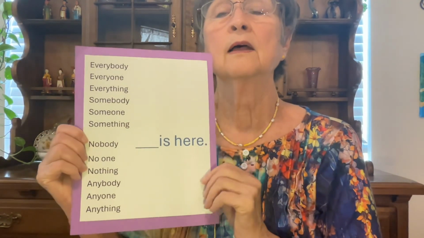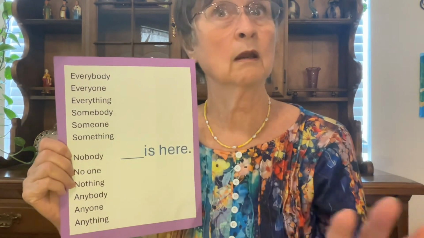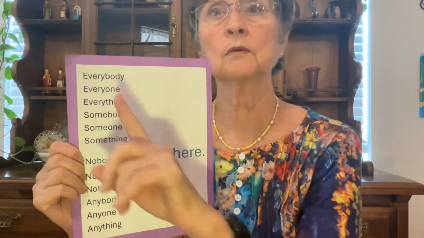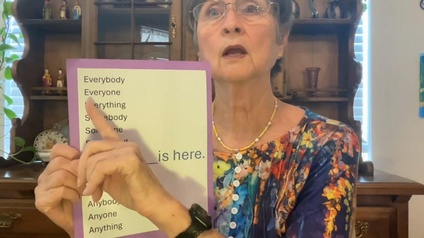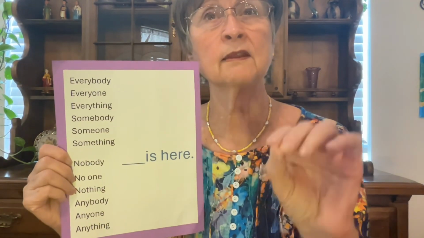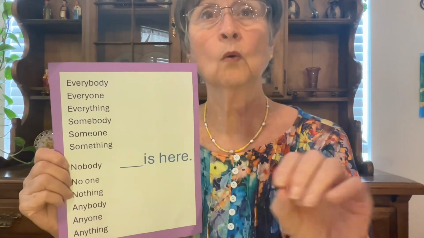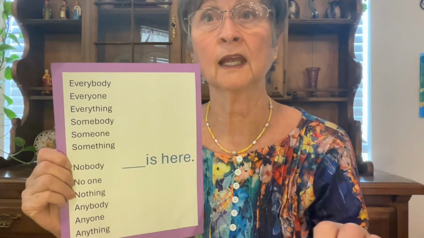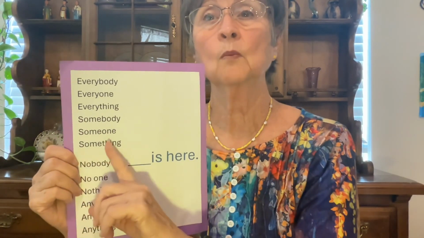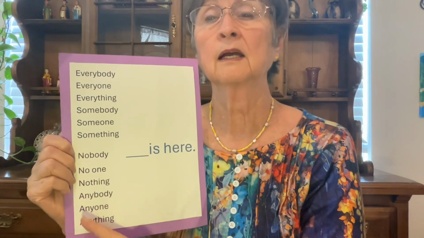Okay, then there are a few other ones on the list, and I can show them to you very quickly. These look plural, but they're singular. Everybody sounds like a lot of people, but we use it singular because of the word body, which is singular. Everyone, one is singular. Everything, it's like we're looking at them one at a time. Everybody, everyone, everything. Somebody, someone, something. Nobody, no one, nothing.